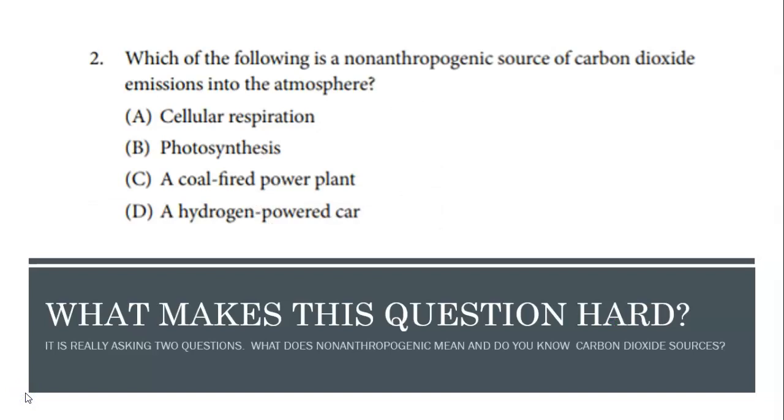So what makes this particular question more challenging than you would see on, say, a freshman or sophomore biology test or environmental science test? It says, which of the following is a non-anthropogenic source of carbon dioxide emissions into the atmosphere? So the reason why this is challenging is because you have to know what non-anthropogenic means, and then you also have to be aware of the carbon cycle. So when you have a question that's multifaceted, it makes it a little bit more challenging for you to answer. Let's see if you can answer this one.